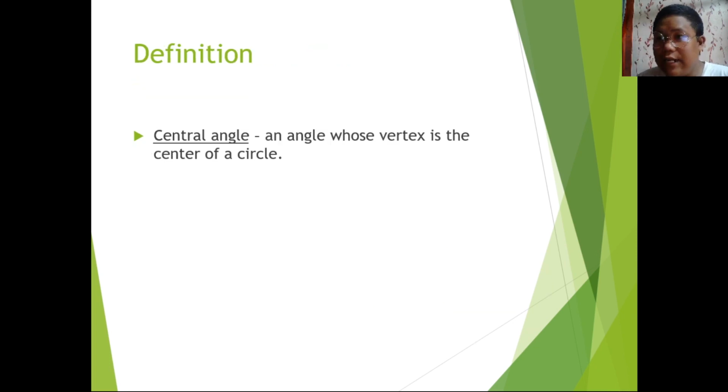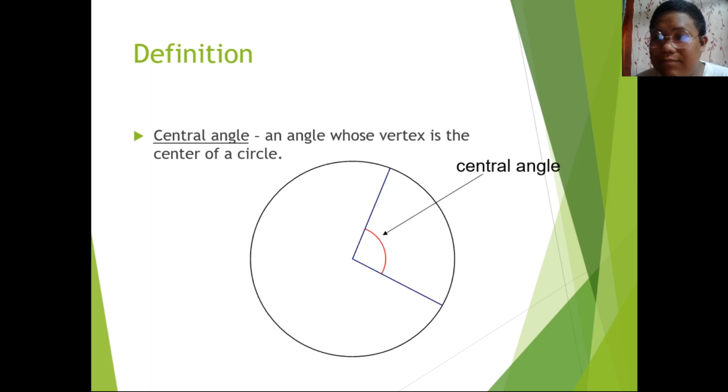Let's have the central angle. So, central angle is an angle whose vertex is the center of a circle. Mao na siya ang central angle. The vertex, o kani siya, this is the vertex, guys. Vertex is at the center of the circle. If it is formed by an angle, ang tawag na to na central angle.